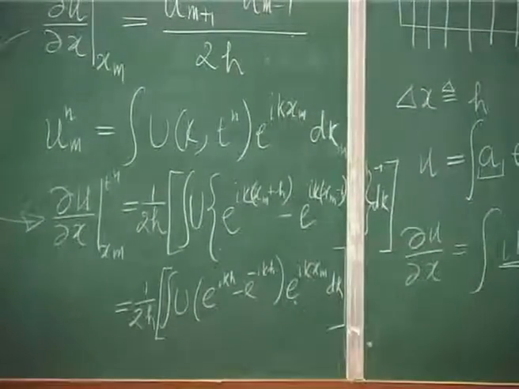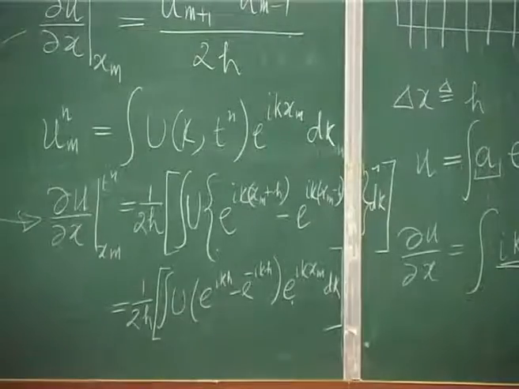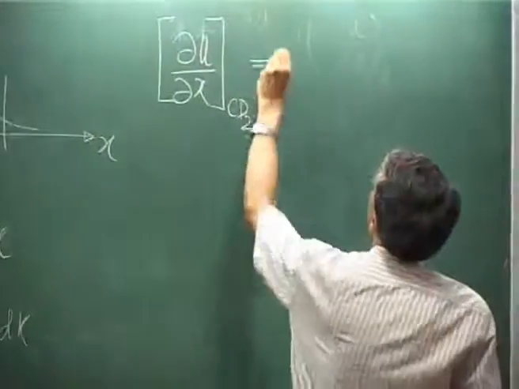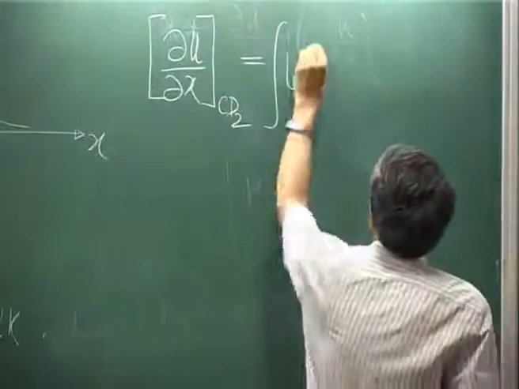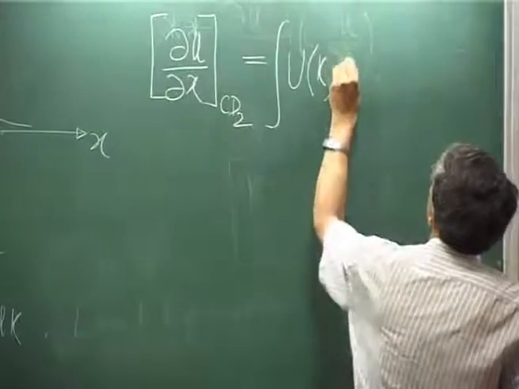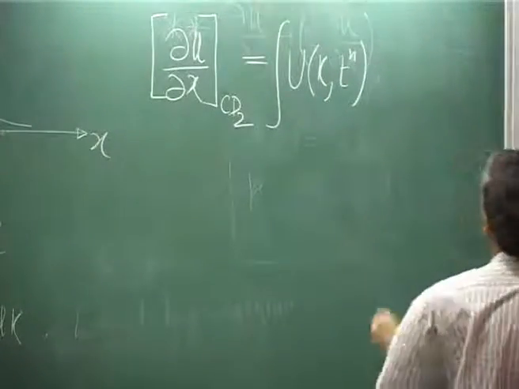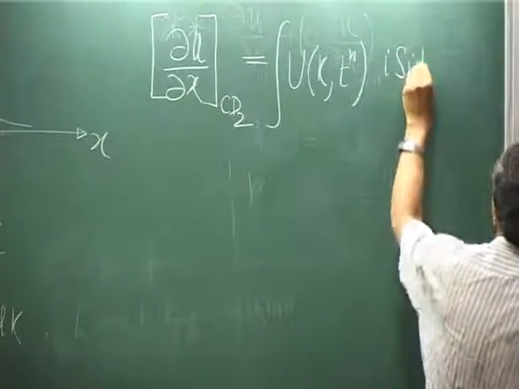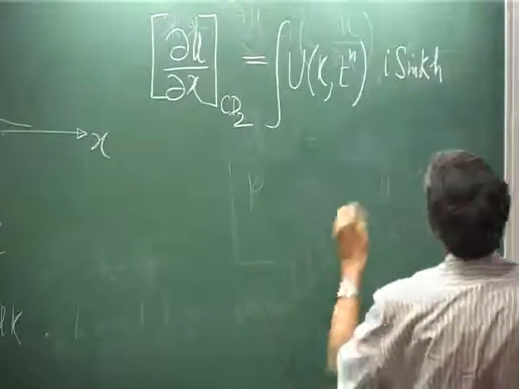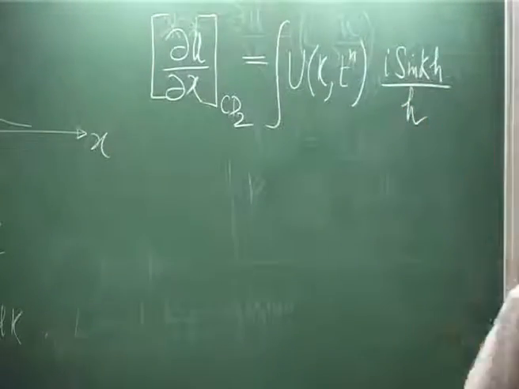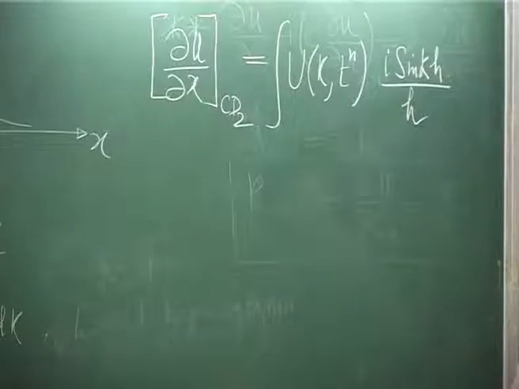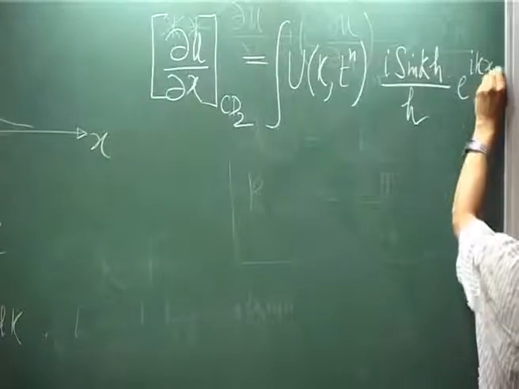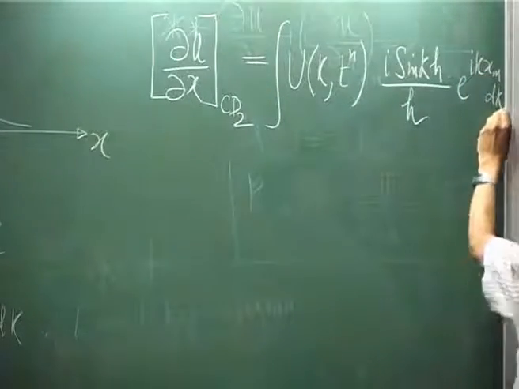This is 2I sin k h, right? So, we are getting it. So, I can cancel the 2 outside. So, I could write it like this, u, which is of course a function of k and T n, and then I have I sin k h, and there is this h there in the downstairs, and this is multiplied by e to the power I k x m d k.